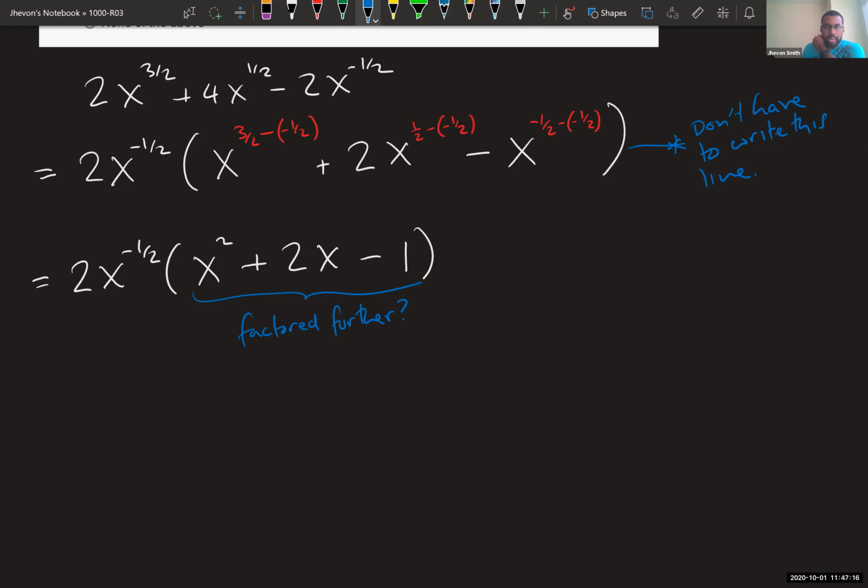When do we use the AC method? When the coefficient of x squared is not 1. Here the coefficient of x squared is 1, so we don't need the AC method. It's just a regular quadratic. What do you look for to factor a regular quadratic? A monic quadratic, it's called.